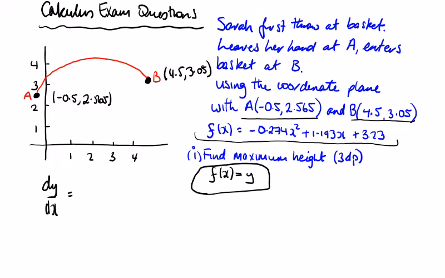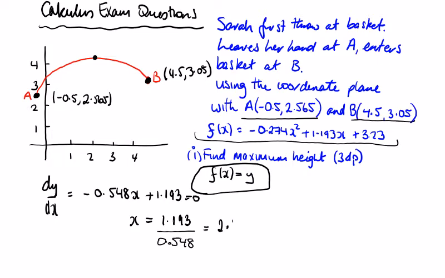Okay, dy/dx: twice by minus 0.274 is minus 0.548, times x, and then plus 1.193. If we let this equal 0, x is going to be positive. Obviously, we can see that here, the max height is somewhere up here. So x is going to be 1.193 divided by 0.548. If you type that into a calculator, you're going to get 2.177. So this is my x coordinate.